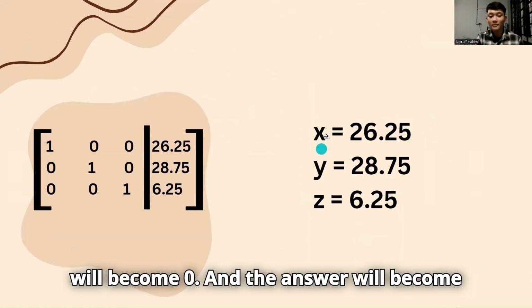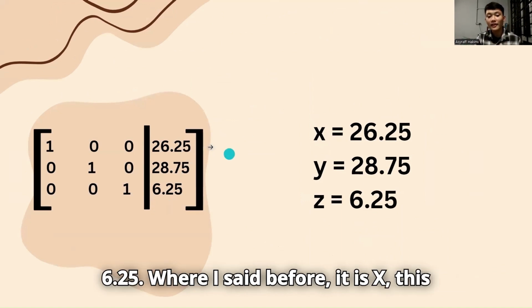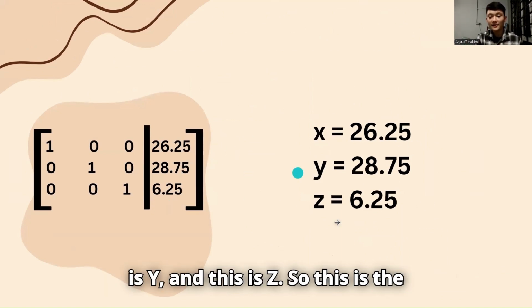And the answer will become x is 26.25, y is 28.75, and z is 6.25. Like I said before, this is x, this is y, and this is z. So this is the answer.